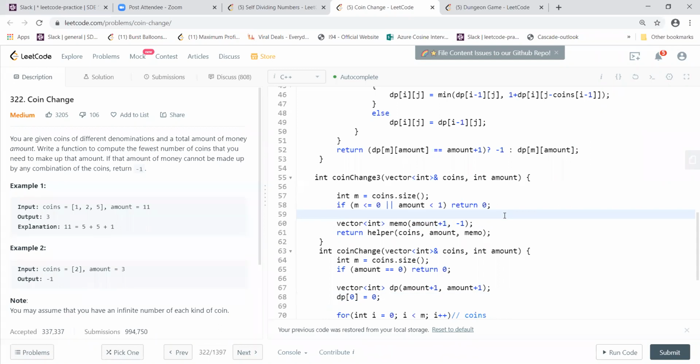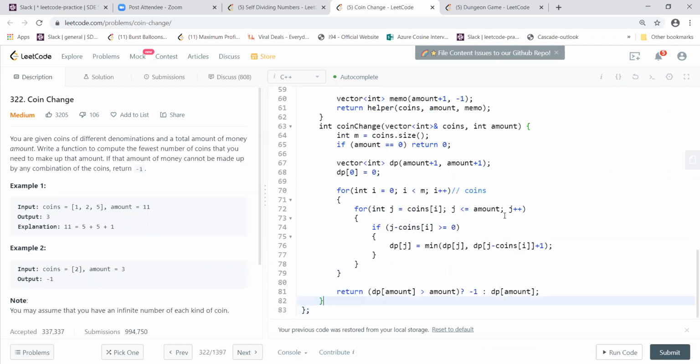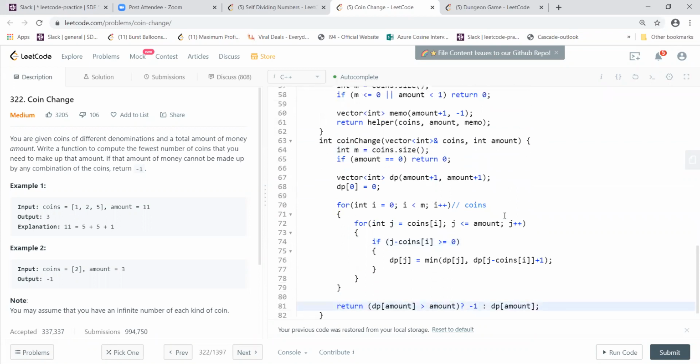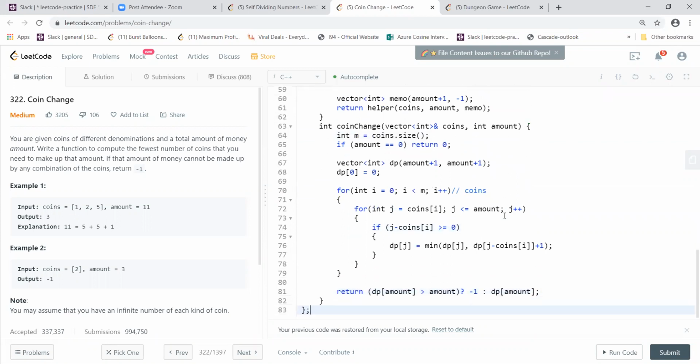Okay, any more questions on this? With the DP one, the bottom up. You see the dp on line 67, there's a DP 2 dimension, right? You say both amount plus one. It's not 2D, it's just 1D, and the second parameter is just to initialize that value. Oh, okay. Got it.